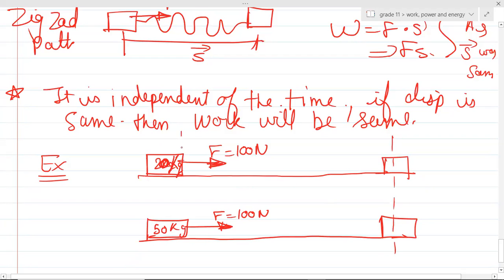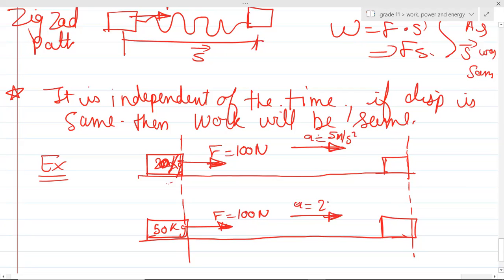Yes, sir. What is the acceleration produced in both the cases? Sir, 100 Newton. In this case, the acceleration produced is 100 divided by 20, which is 5 meter per second square. And in this case, the acceleration is 100 divided by 50 meter per second square.